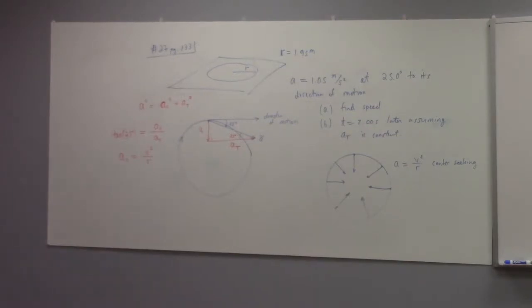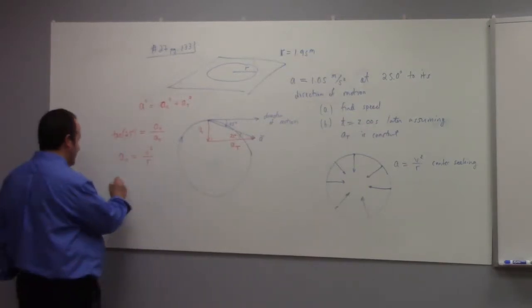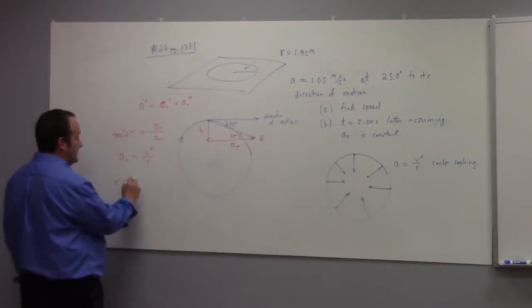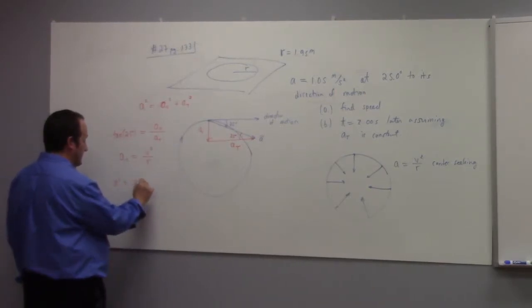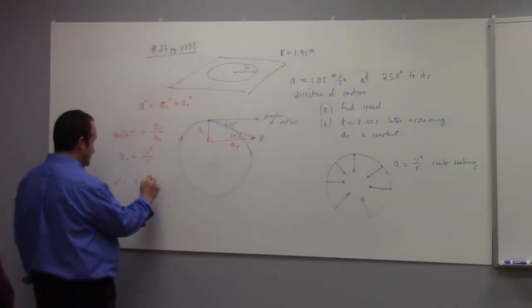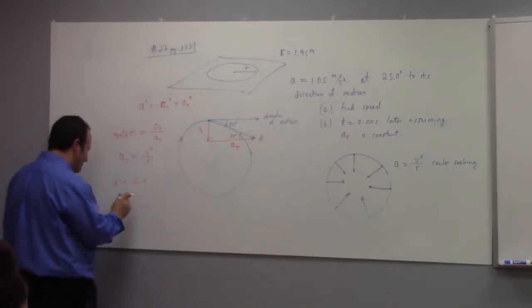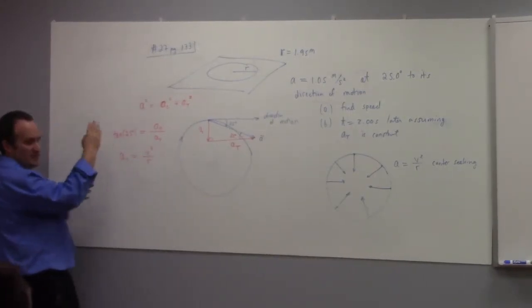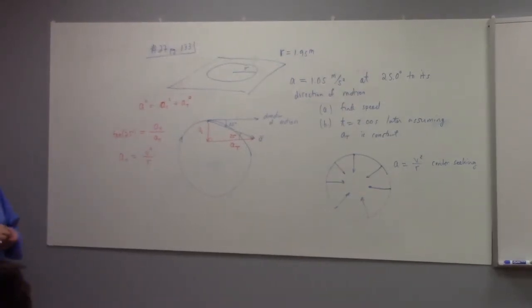So if you look at what you got, you have a squared is equal to ac squared plus at squared. My point is, if you put these things all together, you can solve it. You've got one equation, one unknown.